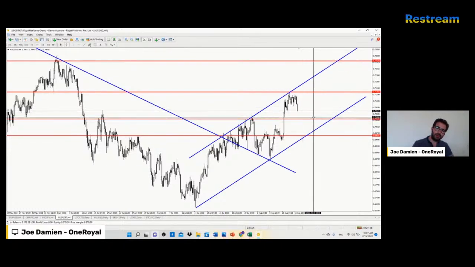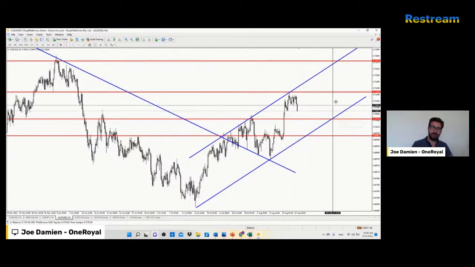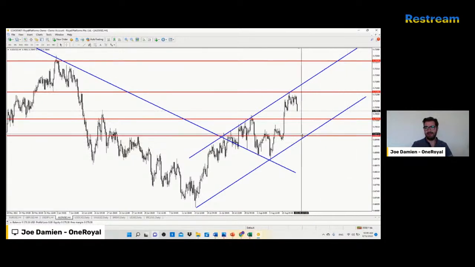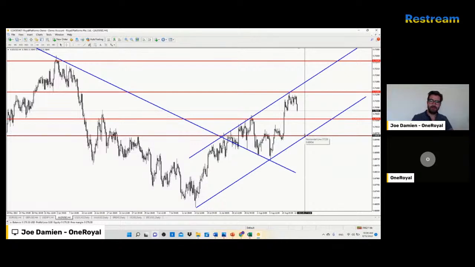So a correction now to find some buyers here. The buyers will rejoin around this area of confluence, and then the market will start to move to the upside. We might see a deeper correction here, but then it will be riskier for the bulls to move the market again to the upside. It will be harder. However, a slight correction to this area is better for the bulls, or the buyers.